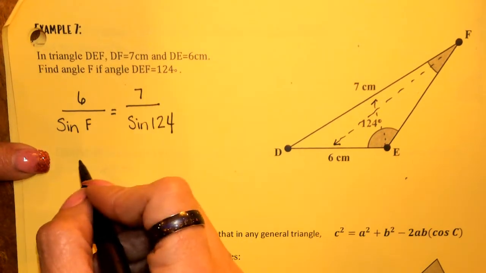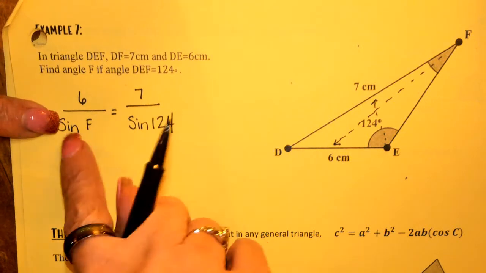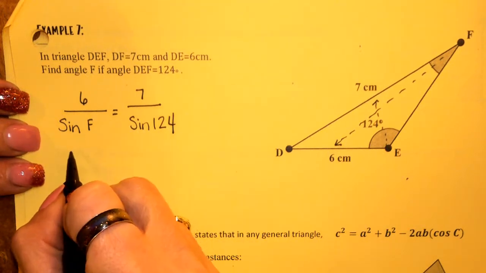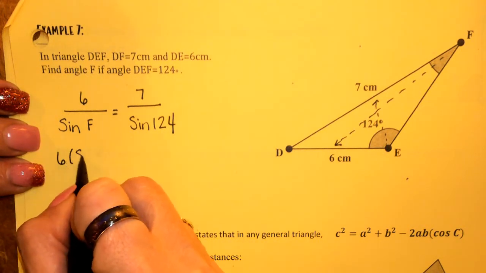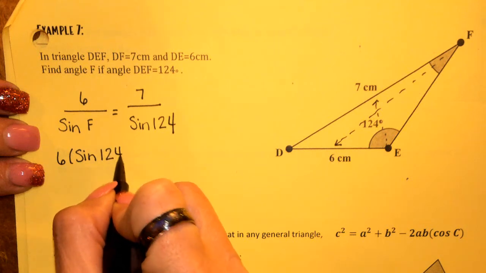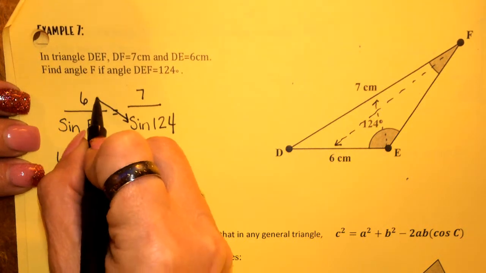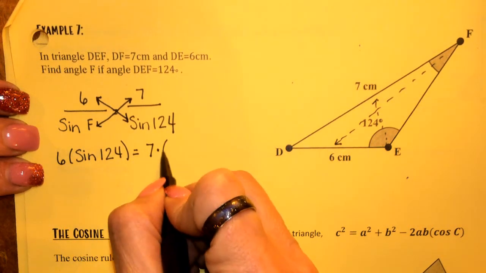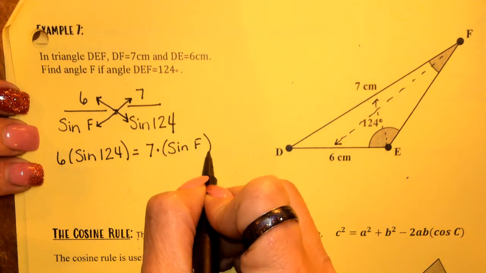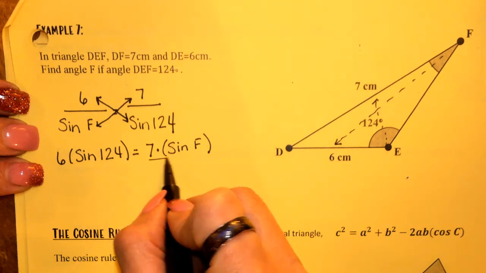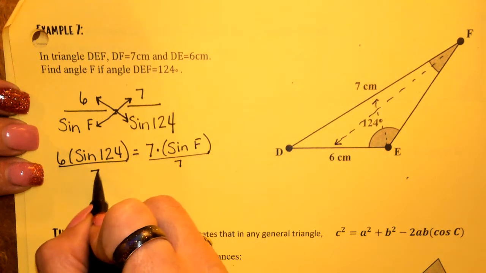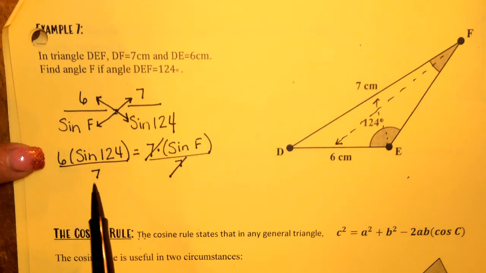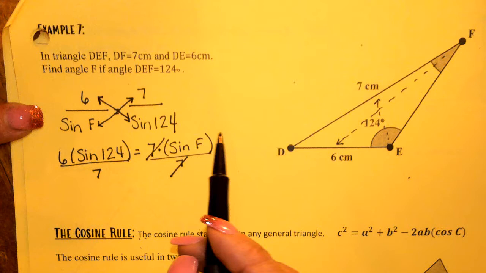All right. When I solve this, I'm going to put sine of F. Think of it like cross multiplying. I'm going to cross multiply on this one just so the math is a little easier. I would have 6 times the sine of 124 when I cross multiply, butterfly, if you will, and sine F times 7 equals 7 times the sine of F. To get the 7 away from sine of F, I'm going to divide both sides by 7. Those will cancel out. 6 times the sine of 124 divided by 7 equals the sine of F. Okay, so let's do that.